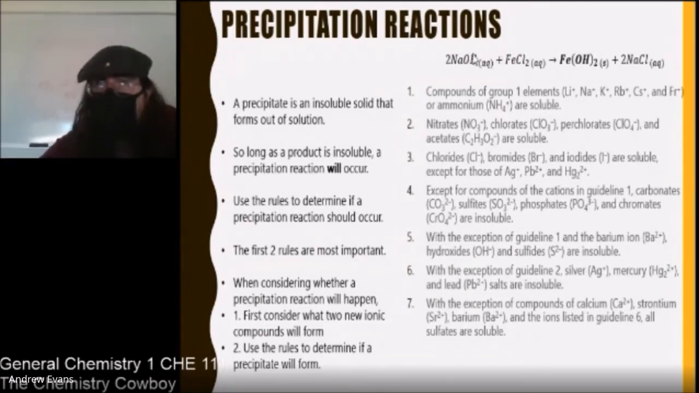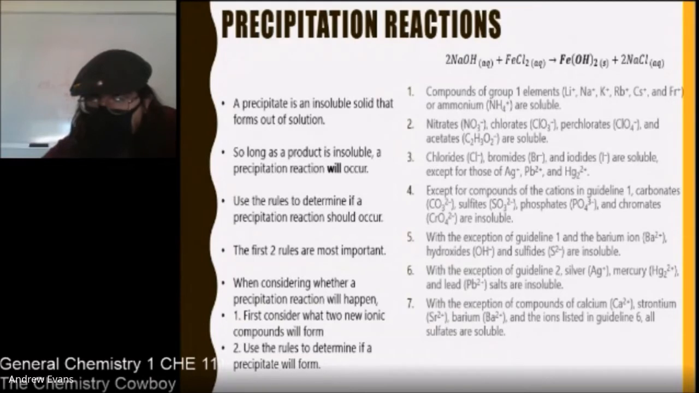Most of these precipitation reactions will be a double displacement. What does that mean? The sodium is going to swap with the iron. So sodium is going to take the place of iron. Sodium goes to sodium chloride, and iron goes to iron hydroxide. So they swap places. Once I have those in place, I'll look at these rules and see, would a solid form? And if a solid forms, this is going to be a precipitation type reaction.